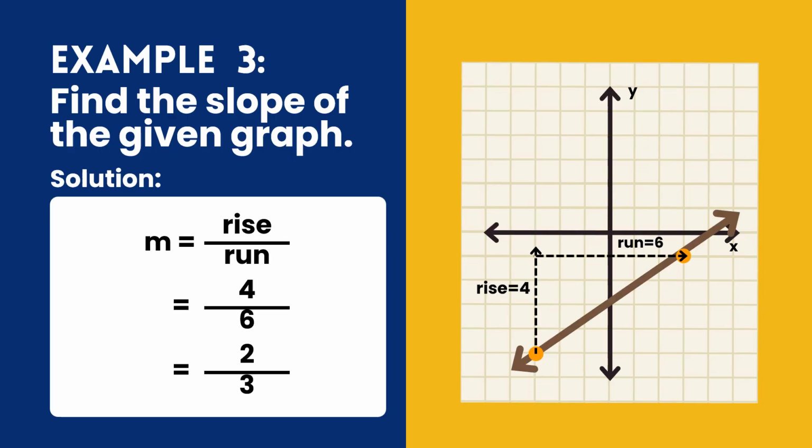Here is an example of a slope that remains a fraction. So we have a rise of 4 and a run of 6. We could keep it 4 over 6, but we simplified it to be 2 over 3.